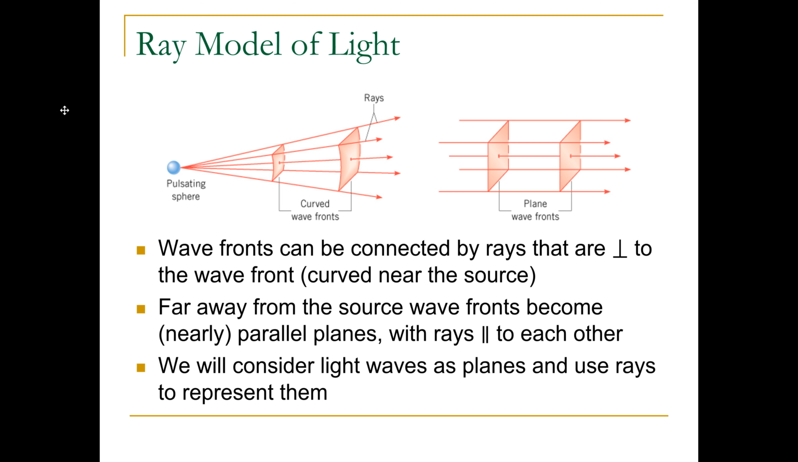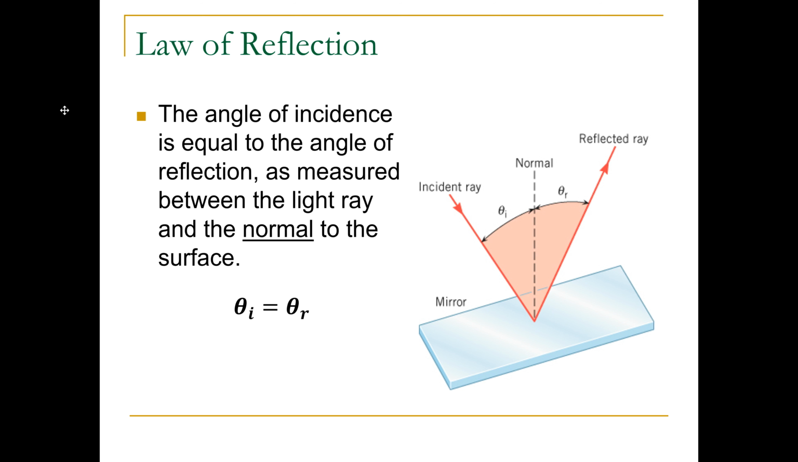So we're going to be talking a lot about mirrors, and so we'll need to remind ourselves of the law of reflection. This tells us that the angle of incidence equals the angle of reflection. And remember that we measure these angles with respect to the normal line, which means the line that's perpendicular to our surface.